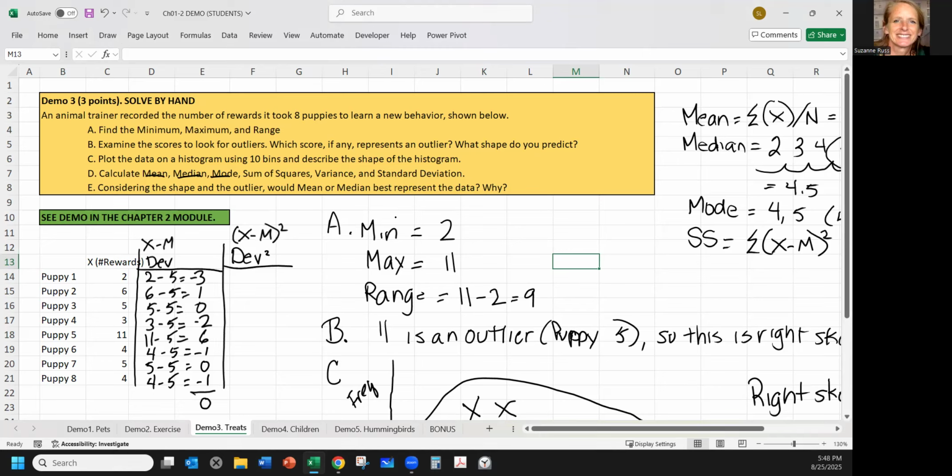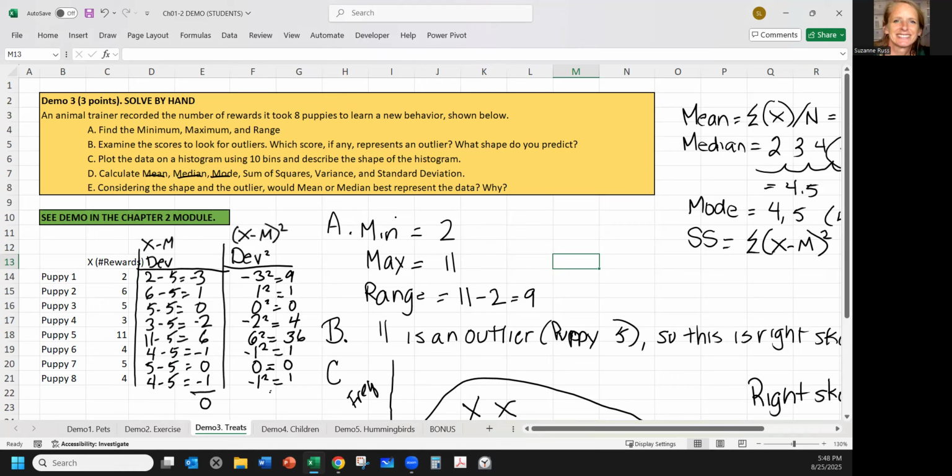And so -3 squared is 9. 1 squared is 1. 0 squared is 0. The 2 squared is 4. 6 squared is 36. -1 squared is 1. See how we're nicely getting rid of all those negative numbers. 0 squared is 0. -1 squared is 1.